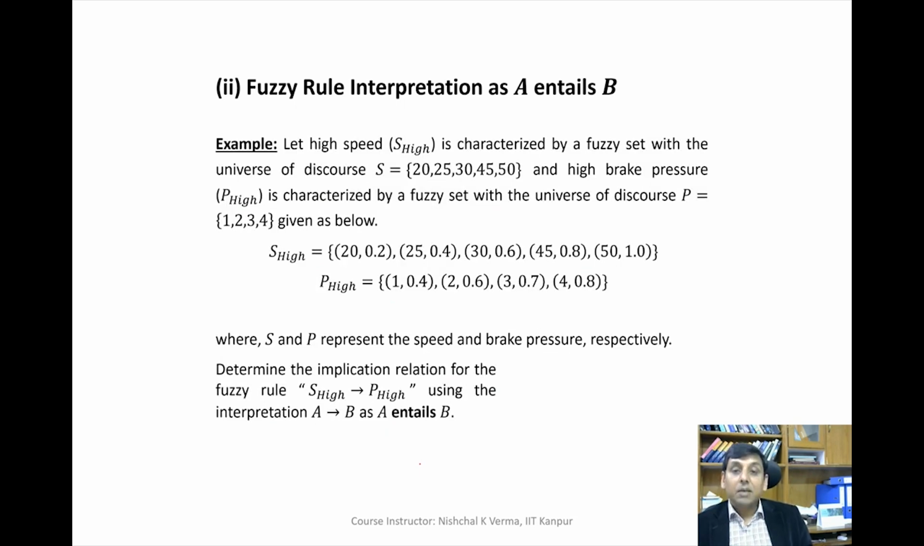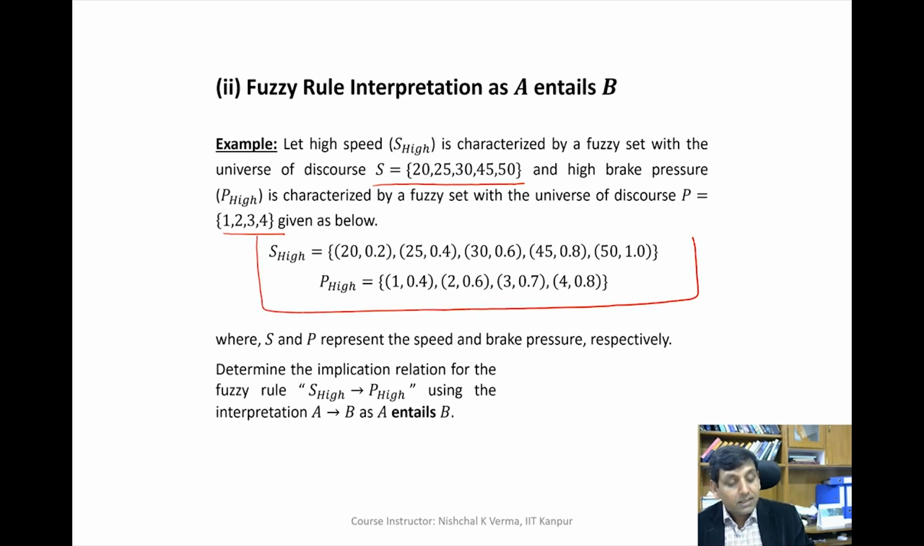Now let us take an example here to understand this fuzzy rule interpretation as A entails B. So for this example, S high and P high, where the universe of discourse for S is this, and the universe of discourse for P here is 1, 2, 3. So we have two discrete fuzzy sets here, S high and P high, represented by the two fuzzy expressions.